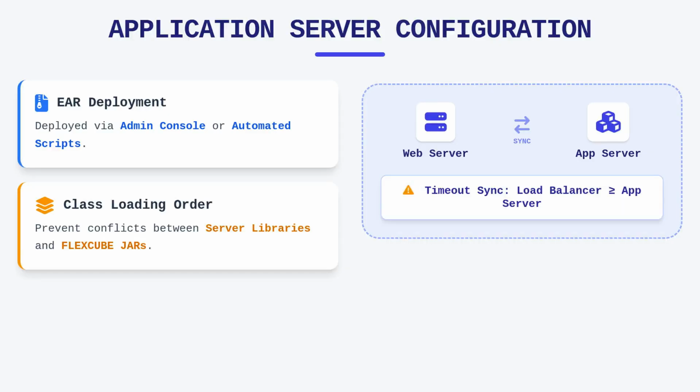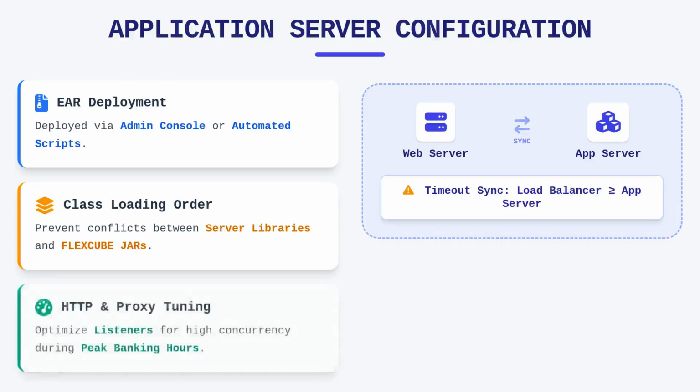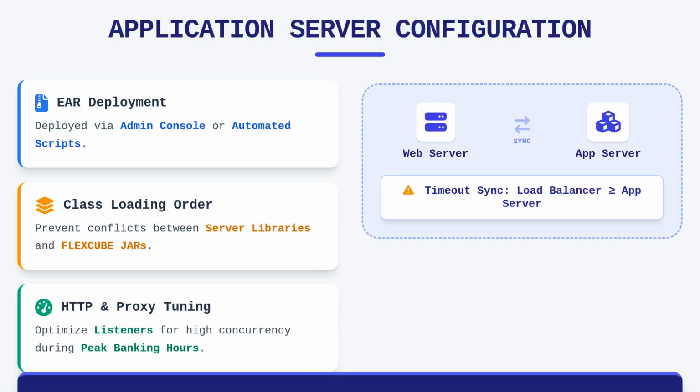For example, if your session timeout on the application server is lower than the timeout configured on the load balancer, users will experience frequent, unexplained session drops. Another vital component is the optimization of the HTTP listener or the proxy settings that handle incoming requests from the UI layer. When you modify these settings, you are directly impacting how the system processes concurrent user sessions during busy banking hours. Always remember that the application server provides the container, but it is your configuration that dictates whether that container is a bottleneck or a facilitator of high performance.